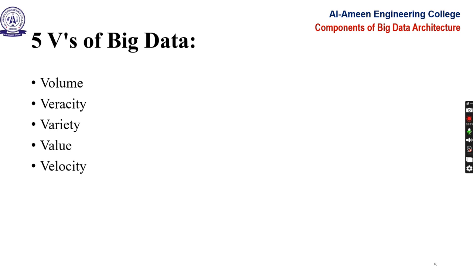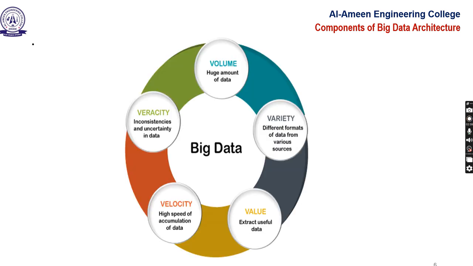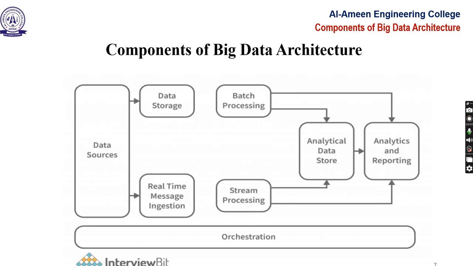Value. When you think of the value of big data, it can be useful in protecting the authentication of the data. Okay. And velocity means it has the power to process data at a higher speed. So these are the characteristics of big data: volume, a huge amount of data; veracity, inconsistencies and uncertainty in data; variety, different formats of data from various sources; value, we can extract only the useful data; velocity, high speed of accumulation of data can be done.